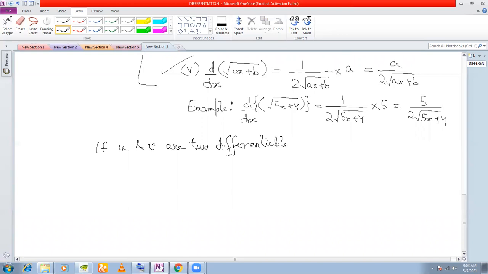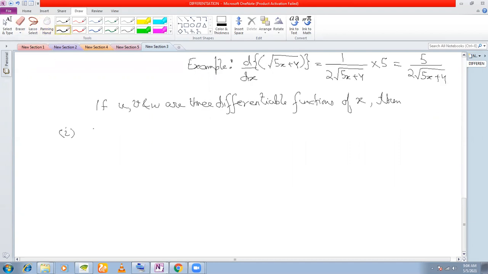If u and v are differentiable functions of x, then, let's say u, v, and w. Let's take 3, because in the end I'll give you a result with 3 also. If u, v, and w are 3 differentiable functions of x, then the following results hold.